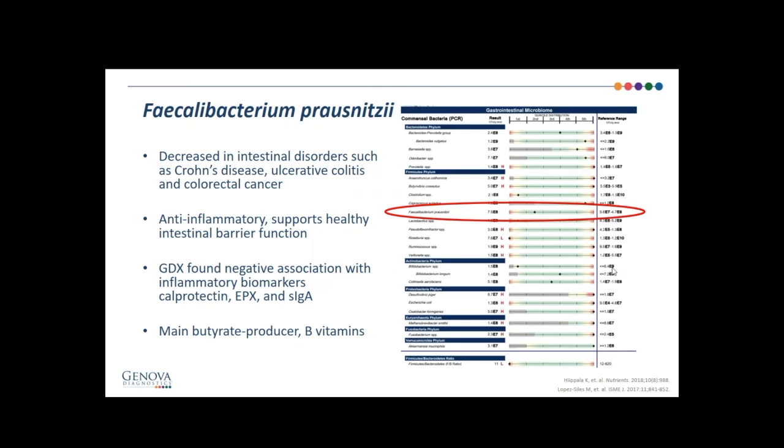Genova actually found a negative association with all 3 inflammatory markers and Faecalibacterium. So remember, in this case, a negative association is a good thing. The higher the Faecalibacterium, the lower the inflammatory markers. It's the body's main butyrate producer, and it produces B vitamins.